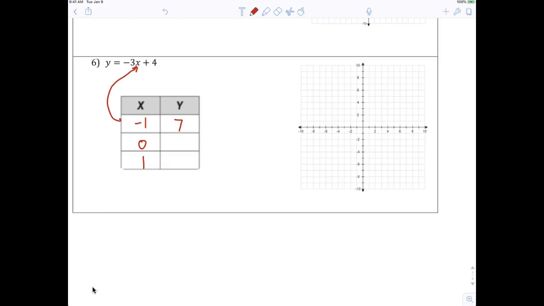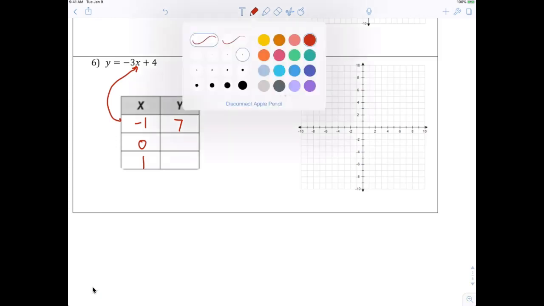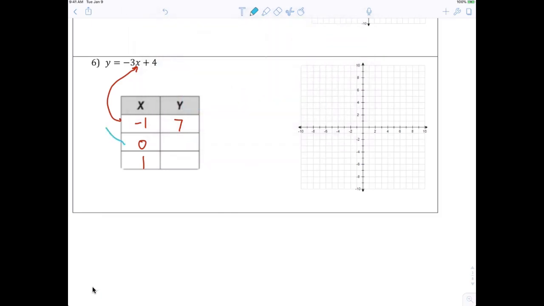Okay, now we're going to do negative 3 times what? Which is going to throw some of you off. That's why you get out your calculator. Negative 3 times 0 is 0. Now the problem, 0 plus 4 is 4. All right, 0, 4. Now I'm going to plug in what? 1. So what do I get for that?